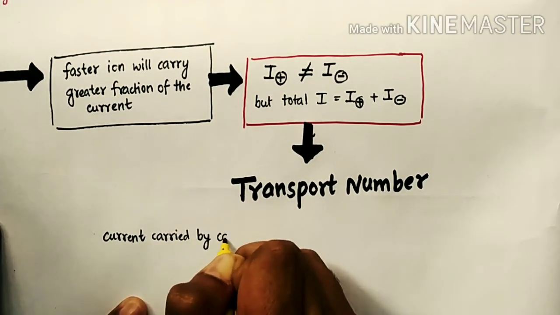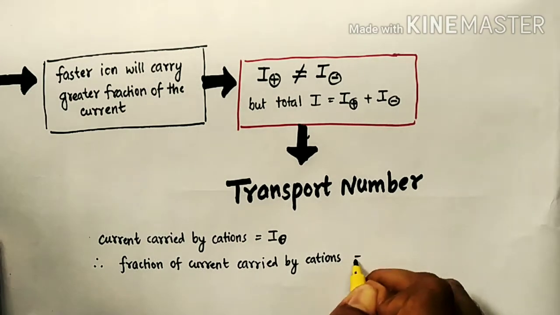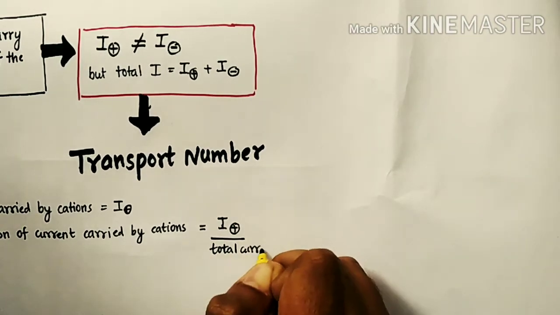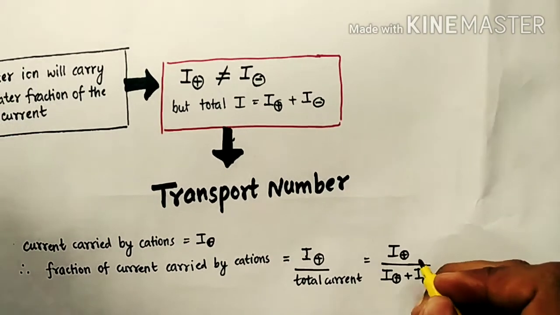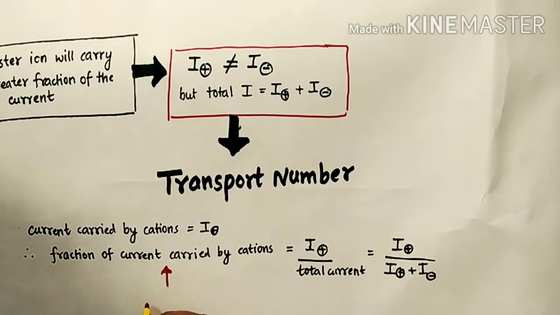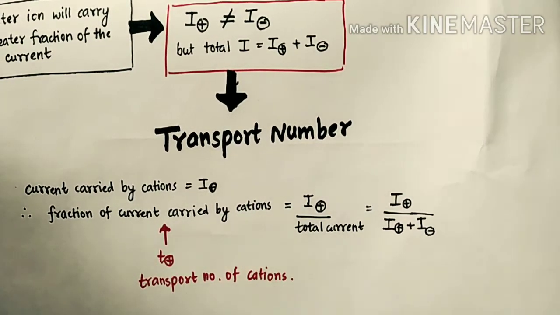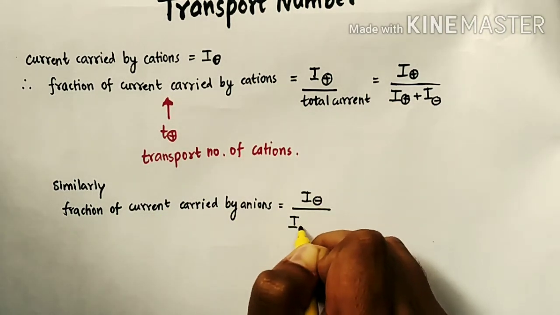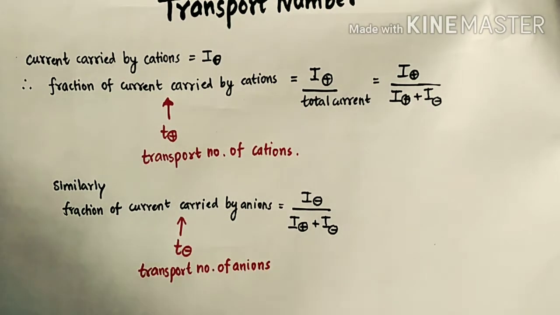If current carried by cations is I plus, therefore the fraction of the current carried by cations will be I plus upon total current, which is I plus upon I plus plus I minus. And this fraction of the current carried by cations is known as T plus, or transport number of cations. Similarly, for anions, fraction of current carried by anions will be I minus upon total current, that is I minus upon I plus plus I minus, and this will be T minus, that is transport number of anions.